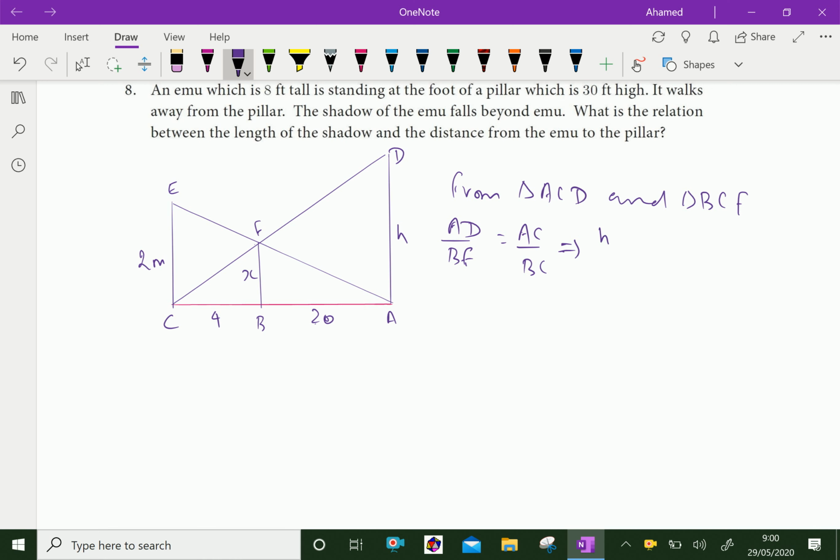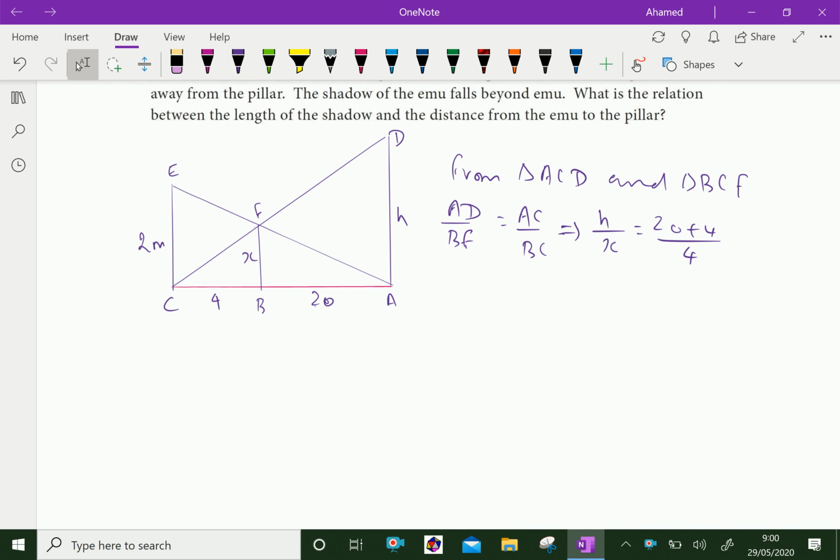AD equal h and BF is x, equal AC is 24, that is 20 plus 4, over BC is 4. Now let us write the relation between h and x. h over x equal 24 by 4, which is 6. Therefore h equal 6x, equation 1.